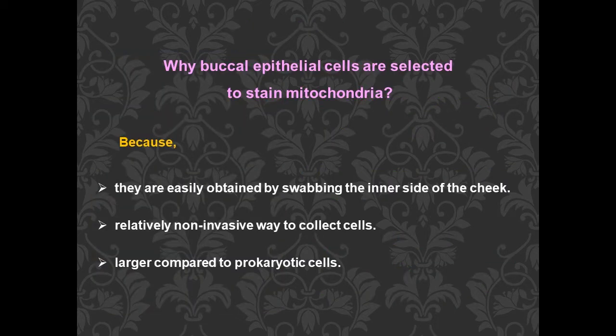Now, the question is, why are buccal epithelial cells selected to stain mitochondria? Because they are easily obtained by swabbing the inner side of the cheek. It is a relatively non-invasive way to collect cells, and they are larger compared to the prokaryotic cells.